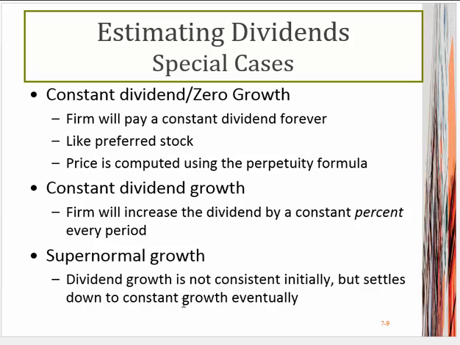Supernormal growth is basically saying that dividends for some reason don't grow consistently. Now we're just going to use a one-step model. A company comes up with an innovation or a new product that provides some extra earnings for a short period of time.